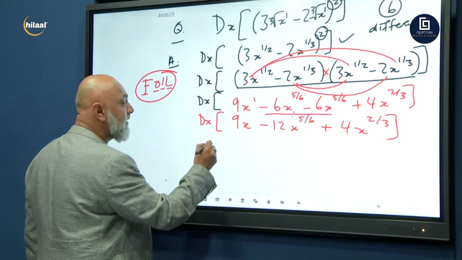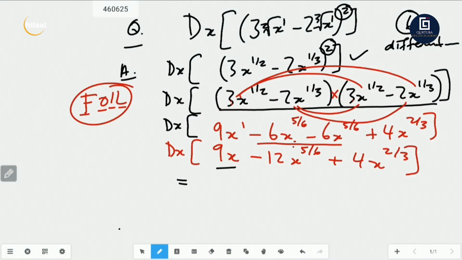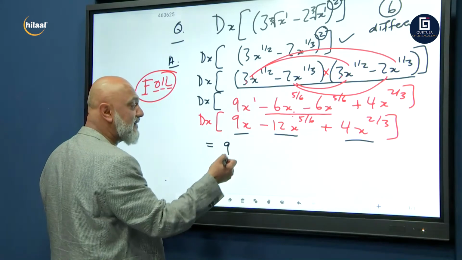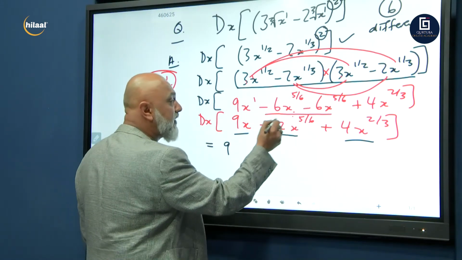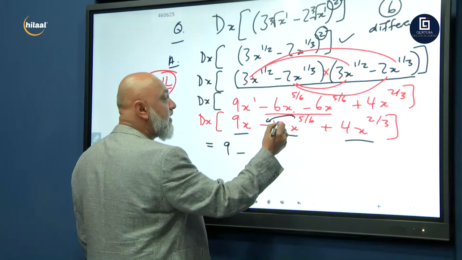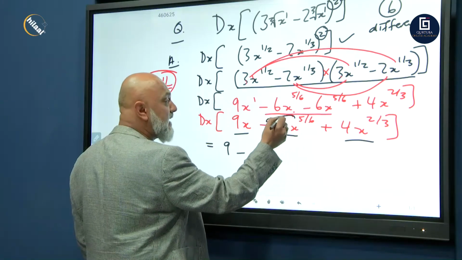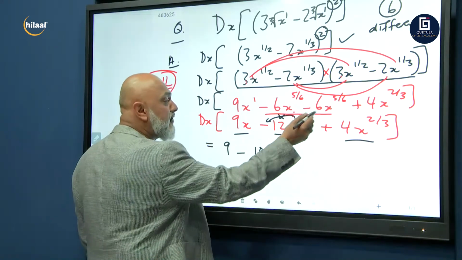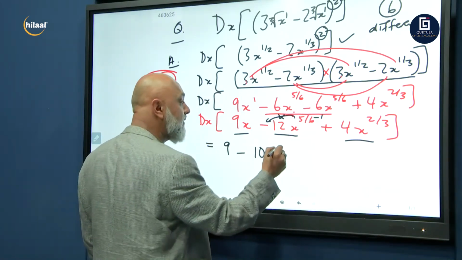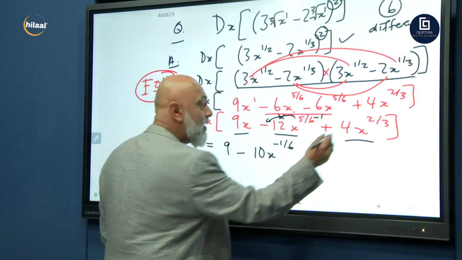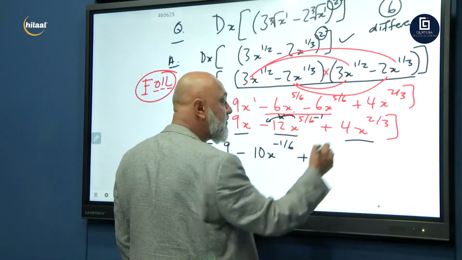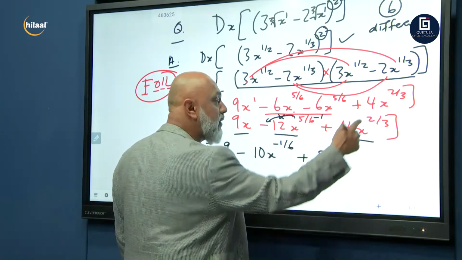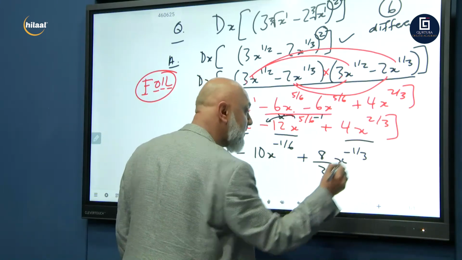This is equal to, let's go, power rule for that, that and that. You can use your calculators if you want to. 1 times 9 is 9. X to the power 0, because 1 minus 1 is 0. So that's 9. Positive times negative is a negative. 6 goes into 12, we're multiplying, remember? 2 times 5 is 10. X to the power 5 over 6 minus 1, which is minus 1 over 6. Positive times positive is a positive. 4 times 2 is 8 over 3. X to the power 2 over 3 minus 1 is minus a third.